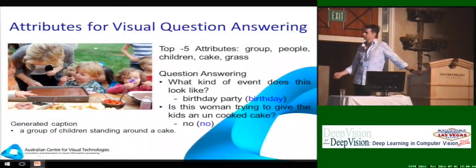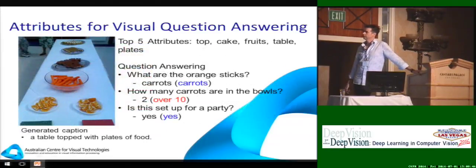A bunch more examples. The best question here is, is this woman trying to give the kids an uncooked cake? Yeah, that's some pretty specific knowledge. But in reality, as soon as you see this kind of question, you've got a 50% chance anyway, right? The answer is going to be yes or no, so it's not really showing any great insight there. For this one, the best question is this one here: how many carrots are in the bowls? The answer to how many questions is pretty much always 2. After that, it's 3, closely followed by 1.